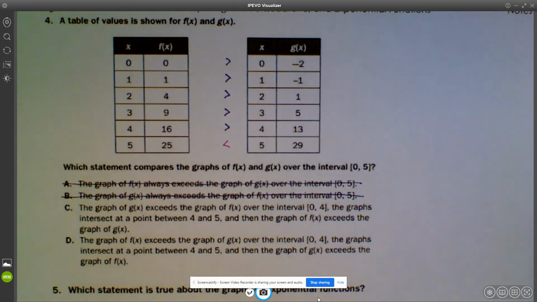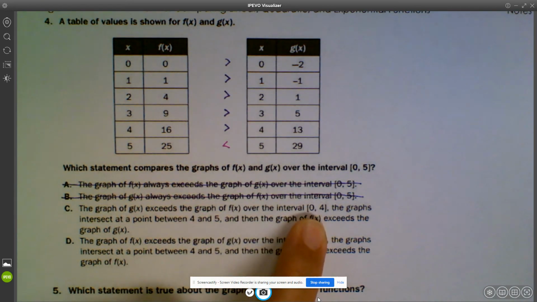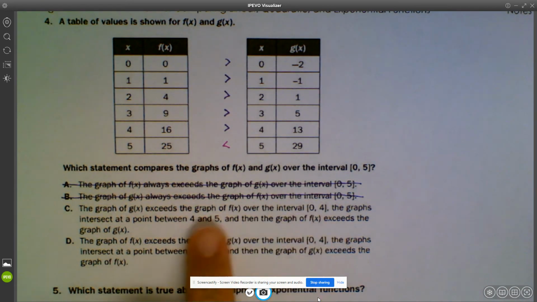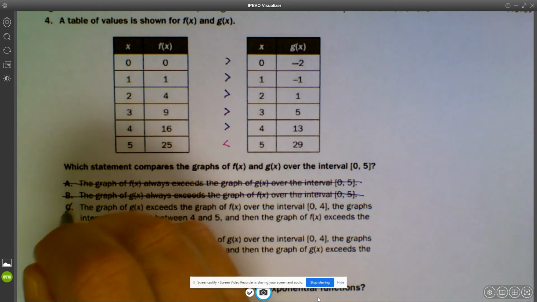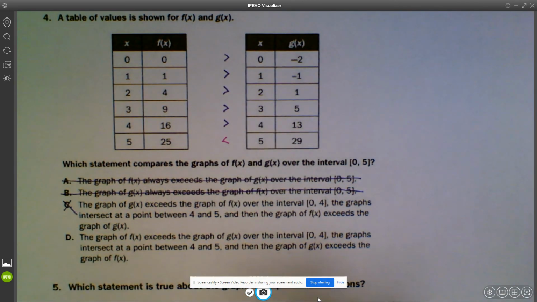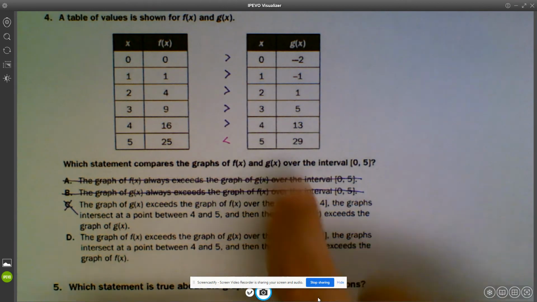Okay, let's see if C is true. The graph of g of x exceeds the graph of f of x over the interval 0, 4. Right away, I can tell you no. The graphs intersect at a point, and then the graph of f of x exceeds. No, the graph of f of x exceeds first, so it's not that one. The graph of f of x exceeds g of x over the interval 0, 4.